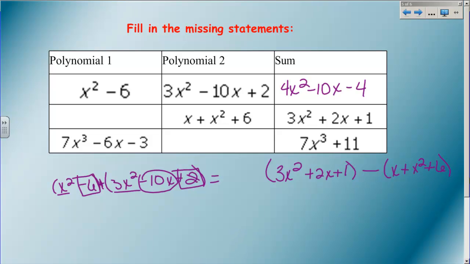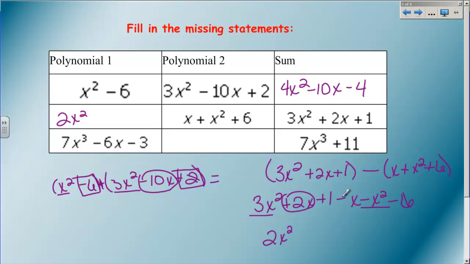So we're going to distribute our negative like we did just a minute ago. So I have 3x squared plus 2x plus 1, and then distribute your negative, so you have negative x minus x squared minus 6. And now it's just like term time, so we're going to put them together. 3x squared minus x squared leaves you with 2x squared, so that's what went here. And then 2x minus x left me with a positive x, so I have plus x. And then my numbers, 1 minus 6 is negative 5, so that goes negative 5.